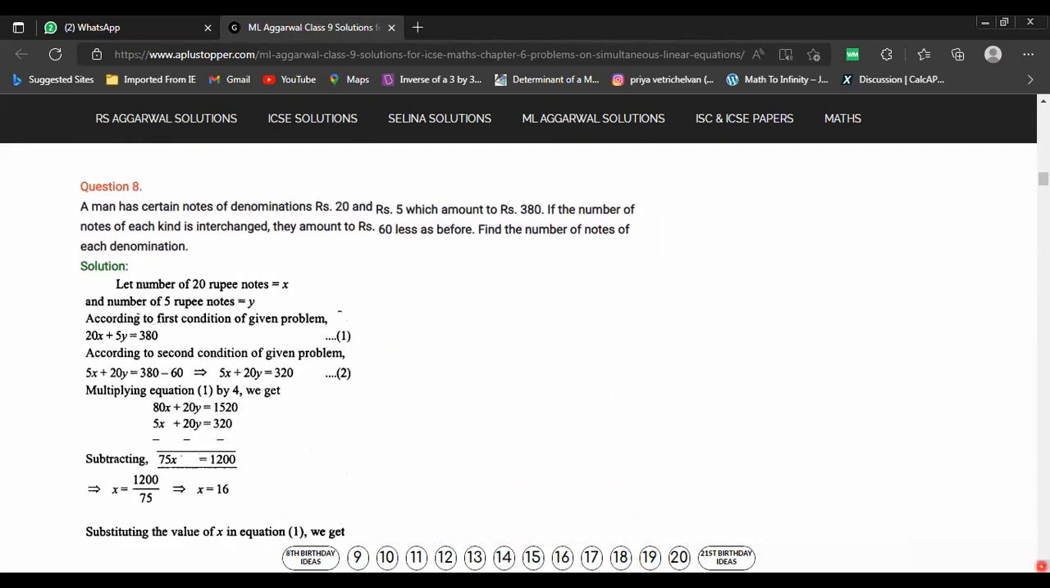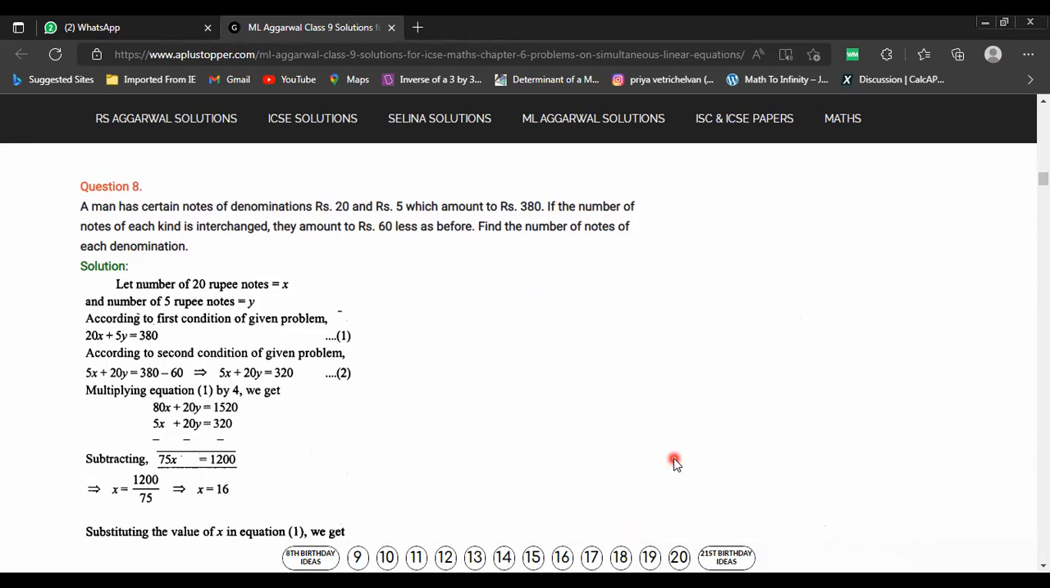The next question. A man has certain notes of denominations rupees 20 and rupees 5, which amount to rupees 380. If the number of notes of each kind is interchanged, they amount to rupees 60 less than before. Find the number of notes of each denomination.